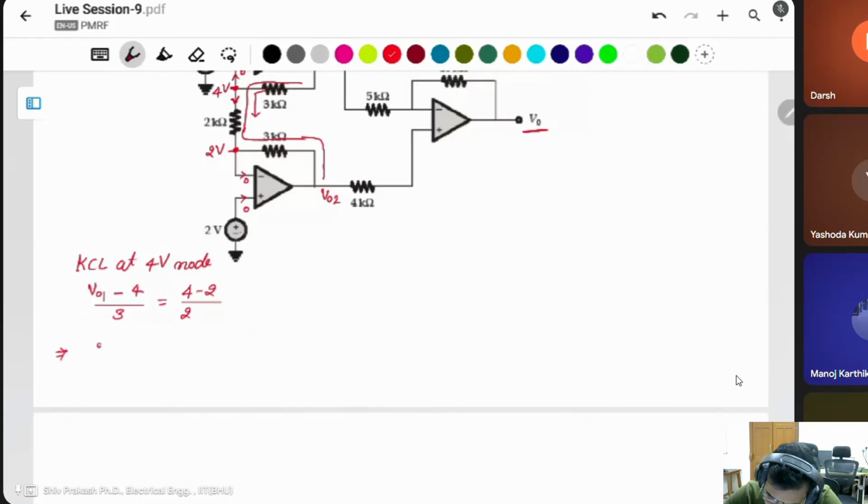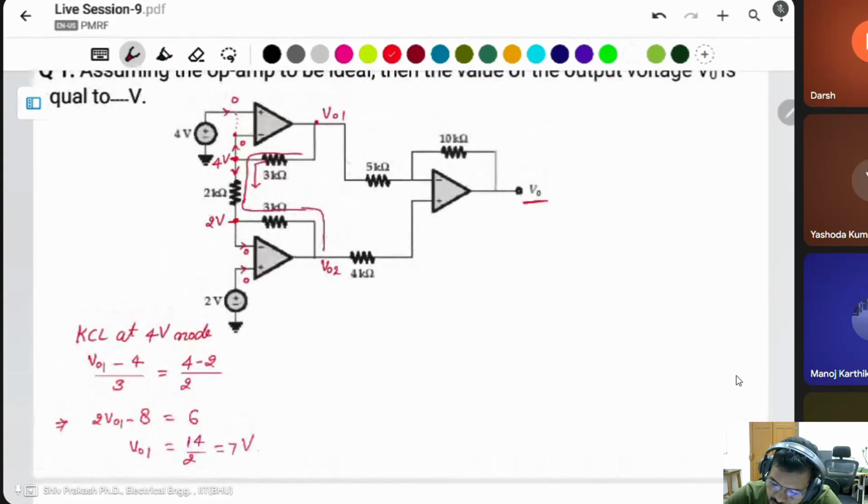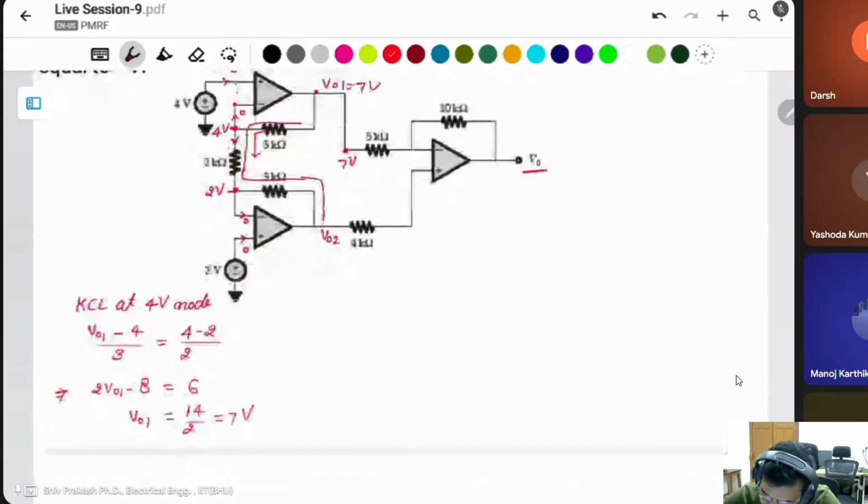In this case, 2 times (V01 minus 4) is equal to (4 minus 2), which is 2, into 3 is 6. V01 is 14 by 2. This will be 7 volt. Then this voltage is the same as 7 volt. This is also 7 volt, same node.